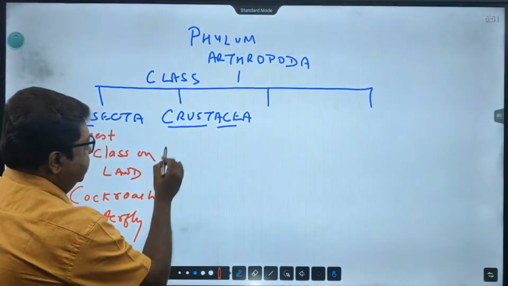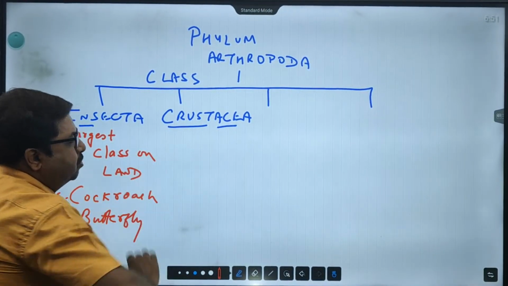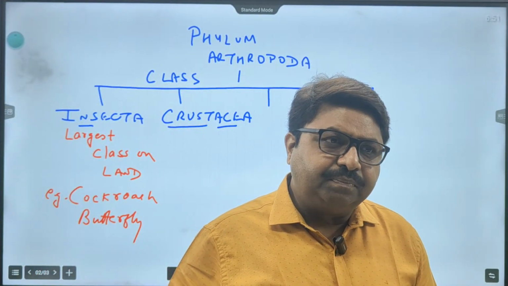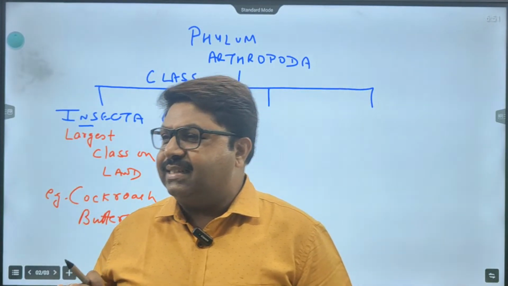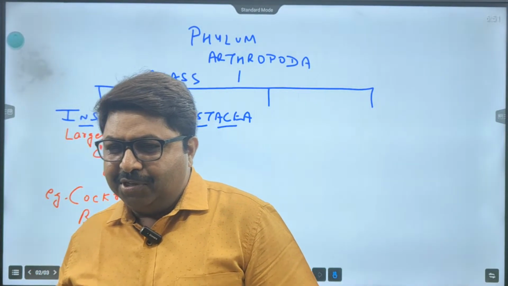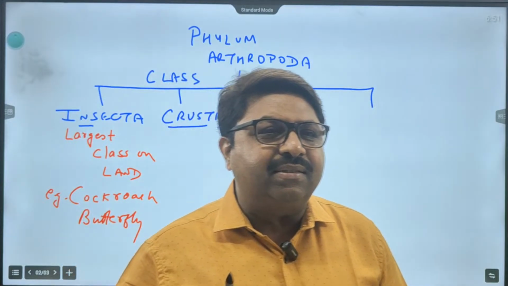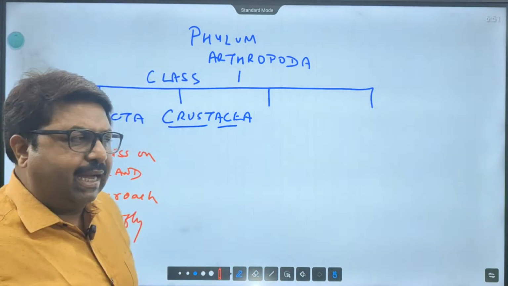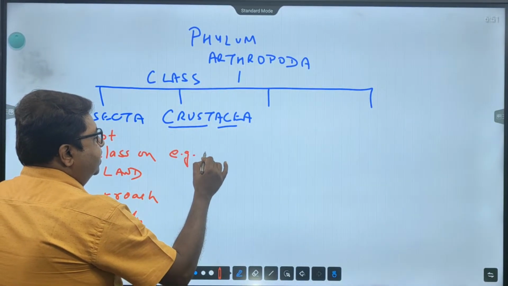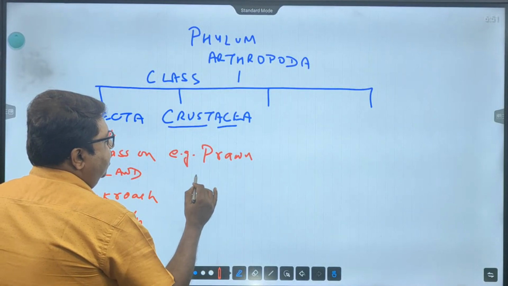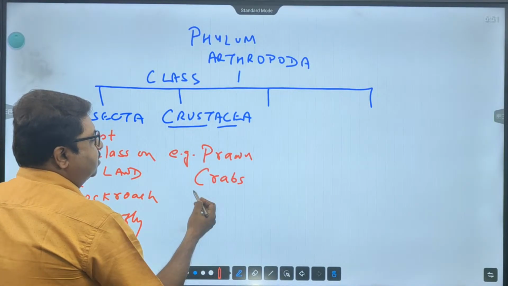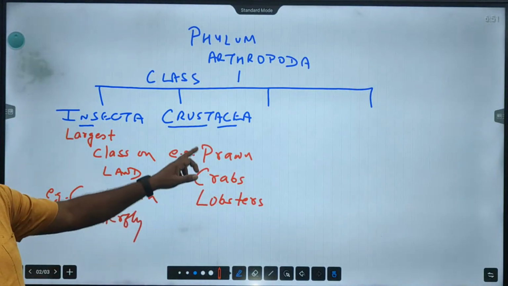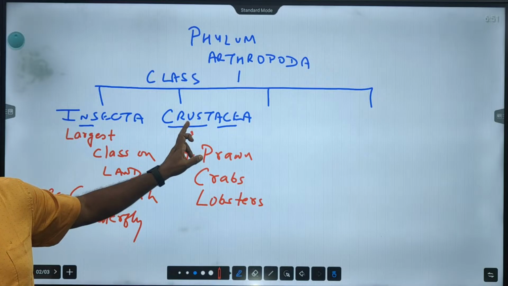So the next one is class Crustacea. What is the example of it? Before we get into the example, let me tell you, crustaceans are the first largest class inside water. That means the maximum number of species inside water bodies, the majority of them, are crustaceans. So what is the example? Prawns, crabs and lobsters are examples of crustaceans.